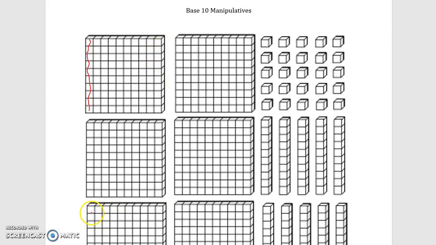Any block can be called whatever amount of numbers it has on both sides. So if we have 10 at the bottom, like we counted, and 10 from the top, 10 times 10 equals 100. So we have 100 all together. So we are going to call it a 10 block.